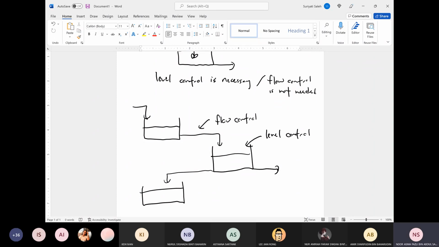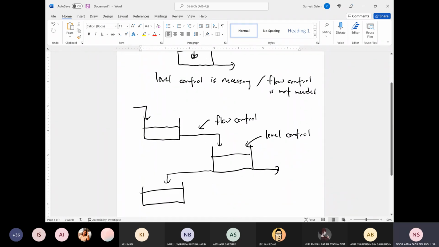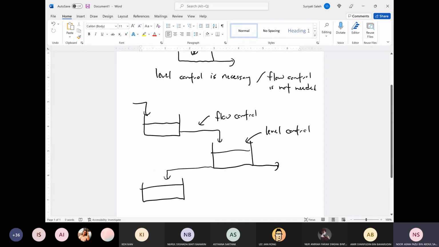But for our case today, I just involve the one unit operation. So it's just necessary to control the level because I assume only a single unit. There is no other unit operation. So the next task involves the assignment of the piping and instrumentation diagram, P&ID. In this P&ID, it will involve the process flow diagram where you will deal with multiple unit operations. In that way, we will consider the flow control for our case.